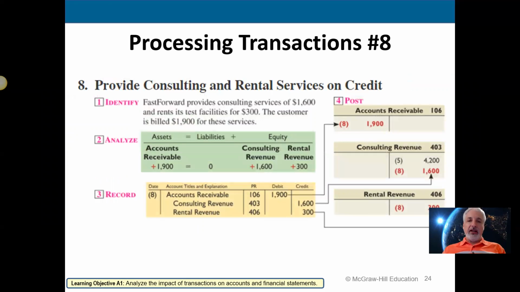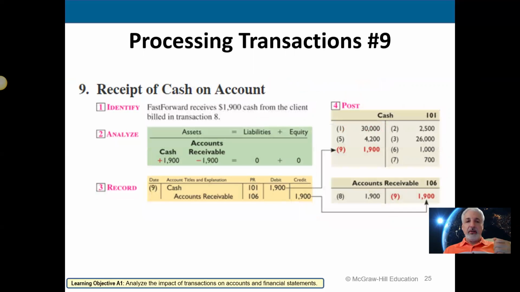Then we provide consulting and rental services on credit. So we didn't get the money yet. We did consulting, we got some rent, but they owe us the money. So we're going to record right now the money's owed and the amount of revenue generated. When they pay us, we're just going to clear receivables. What's going to happen with that? Okay, so we got cash and we reduced receivable.